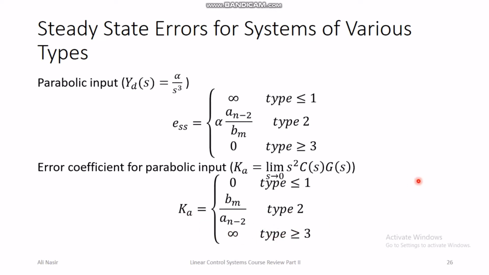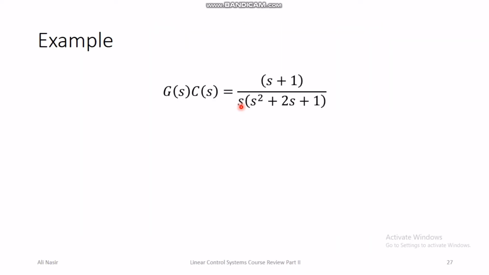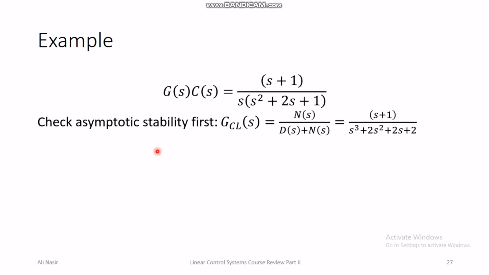So this was the steady state error for systems of different types for different standard input signals. And then we have an example. For example, if you have C(s) G(s) equal to (s plus 1) over s times (s square plus 2s plus 1), then we can see that this system is of type 1.